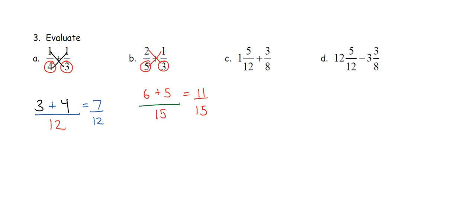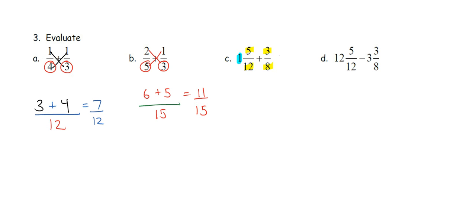Okay. Now for question number C, you can do it a few ways. One thing you could do is change this to an improper fraction. Or you can add the smaller fractions, 5 over 12 and 3 over 8, and add that to this 1 right there. I'm going to use the second method, where I add those two outside fractions highlighted in yellow, and then add that to my final answer of 1.